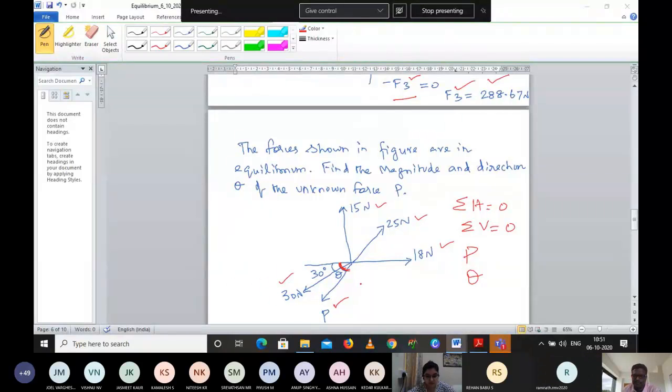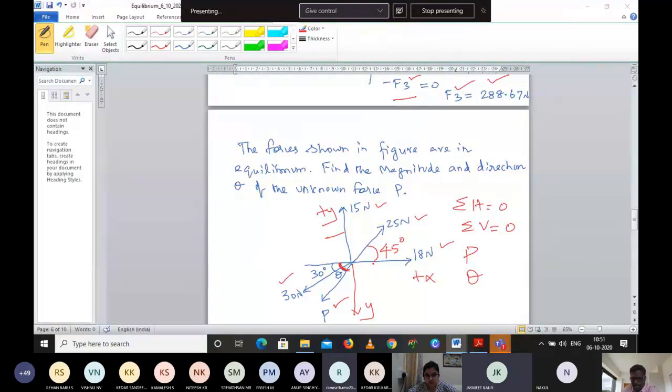15 Newton is along the y-axis. This is positive y. This is positive x. Okay, fine then. Got it? So can we solve? How is it 45? Yes, that is 45.